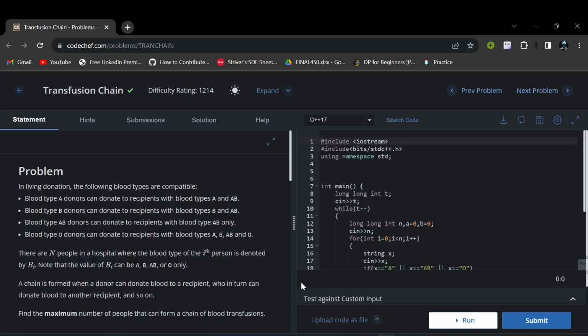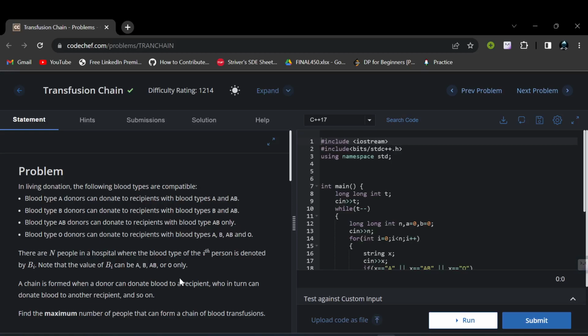Hello everyone, today we'll be discussing the problem Transfusion Chain, which came in Starters 95, held on 21st June 2023. The problem statement goes like this: in living donation, the following blood types are compatible.